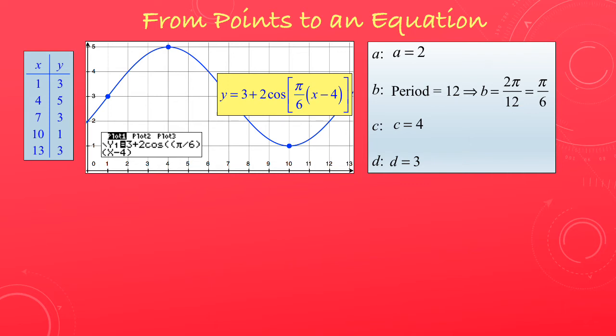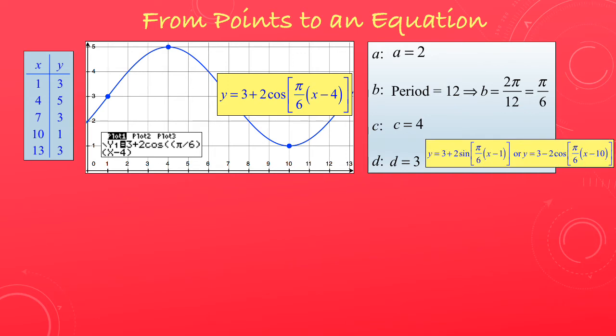When you put this into your calculator, be very careful with the parentheses. Note that we need the first parentheses around the cosine, and then a parentheses around the pi divided by 6, and then a parentheses around the x minus 4. It is not necessary to close the cosine parentheses, but we must have a double parentheses or you will get an incorrect curve.